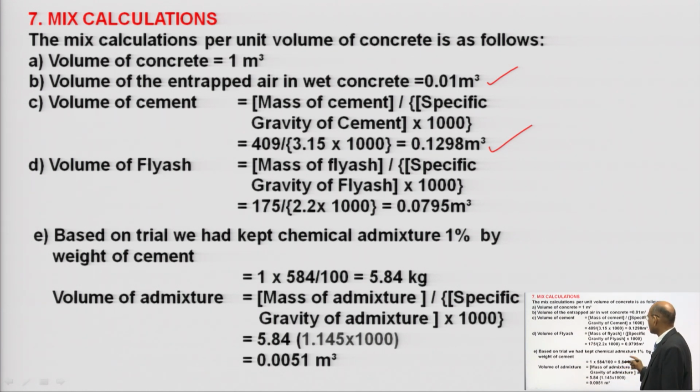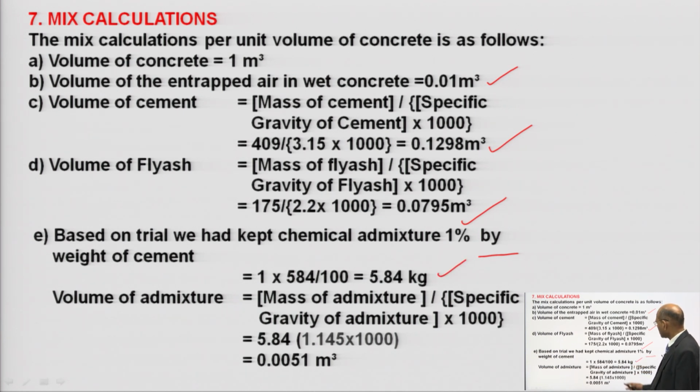Similarly, volume of fly ash, you can get as mass of fly ash divided by specific gravity of fly ash divided by 1000. You get 0.0795 meter cube. Based on the trial, we had kept chemical admixture 1% by weight. So, what is the weight? 584 divided by 100, so you will get 5.84 kg.